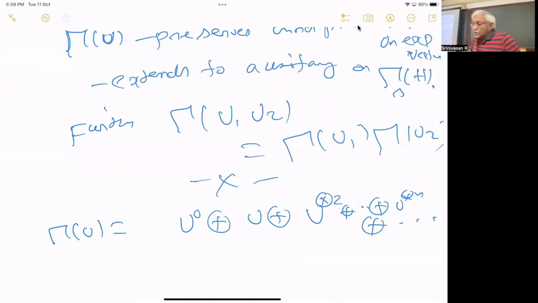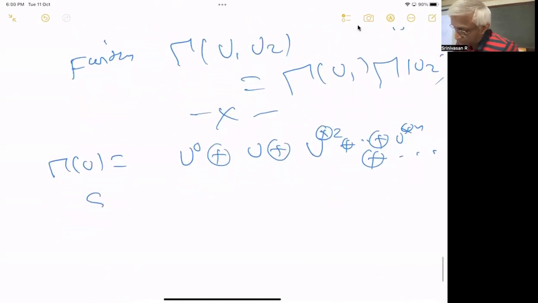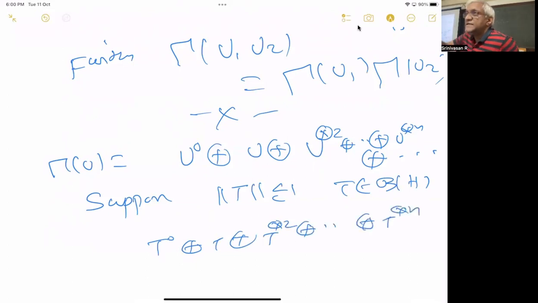So here everything will have norm 1, so this will be well defined. This you can do for any contraction. Suppose norm T is less than or equal to 1, T is in B of H. Then you can define T power 0 as just 1. Then T tensor n, it's like this. T tensor n will have norm less than or equal to 1. T tensor n will have norm equal to norm T to the power n.